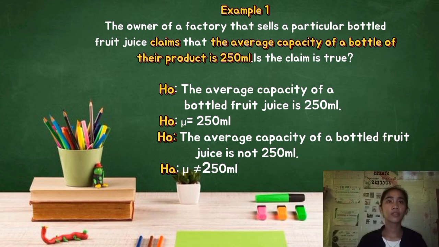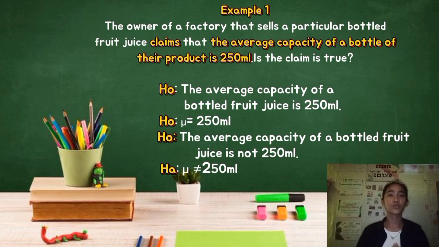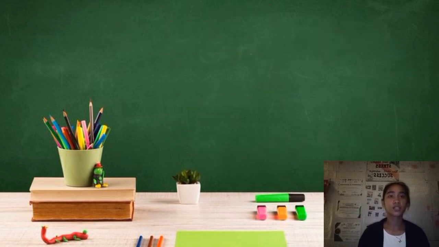The alternative hypothesis: the average capacity of a bottled fruit juice is not 250 ml. The symbol HA: mu is not equal to 250. Take note that the alternative hypothesis is contrary to the null hypothesis. Therefore, the HA or alternative hypothesis is stated like this.